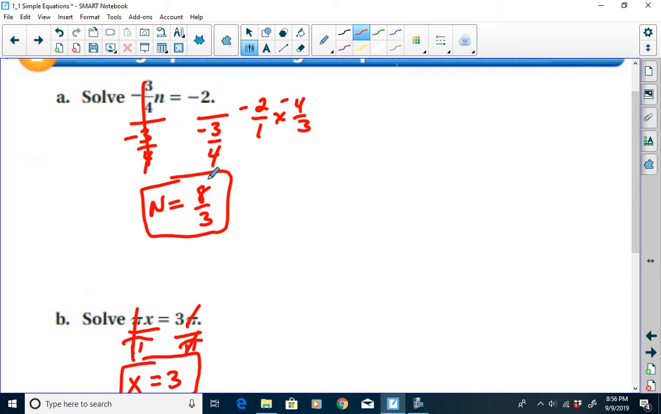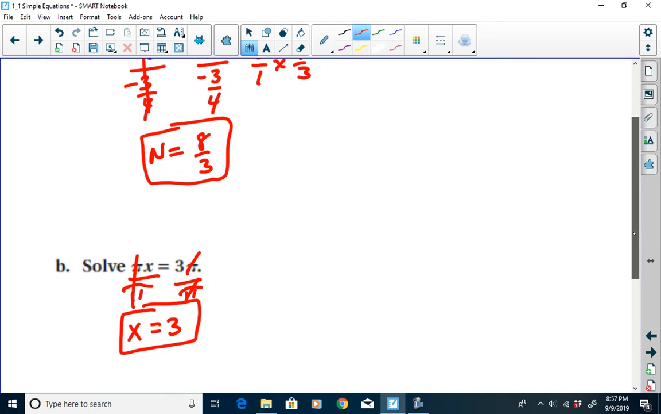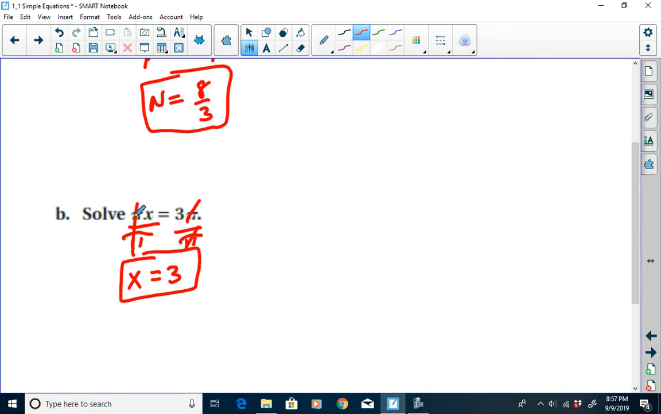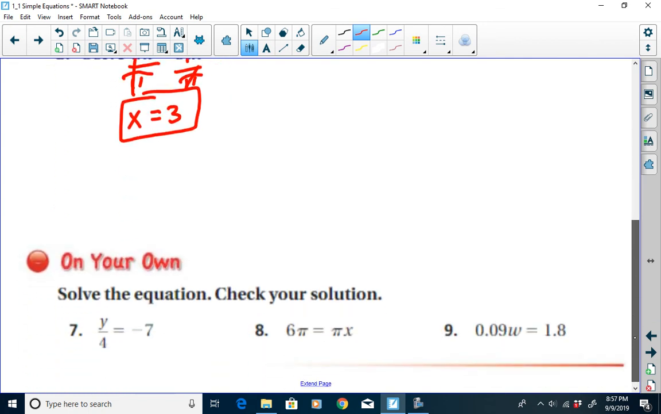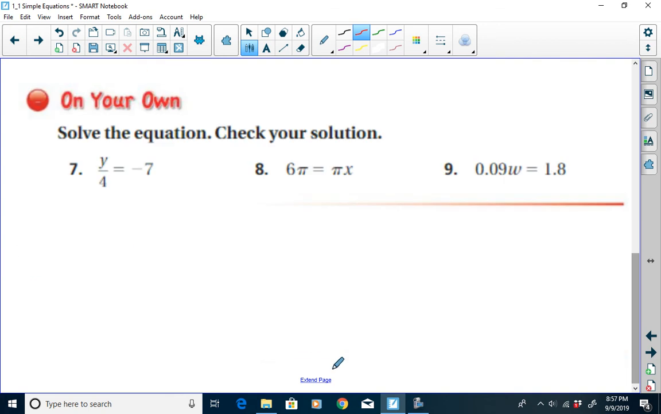If I replace n with 8/3, negative 3 times positive 8 is negative 24 in the numerator. 4 times 3 is 12 in the denominator. Negative 24 in the numerator, 12 in the denominator, that's going to give you negative 2, right? If I check my answer here, pi times 3 is the same as 3 times pi. So I always want to check your answers when you can.